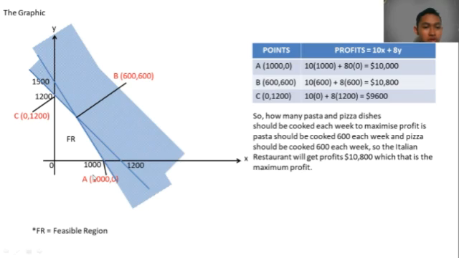In the feasible region there are 3 points surrounding it: the A point is 1,000 and 0, the B point, or the intersection point, is 600 and 600, and the C point is 0 and 1,200. And then we put the 3 points in to calculate the profits.